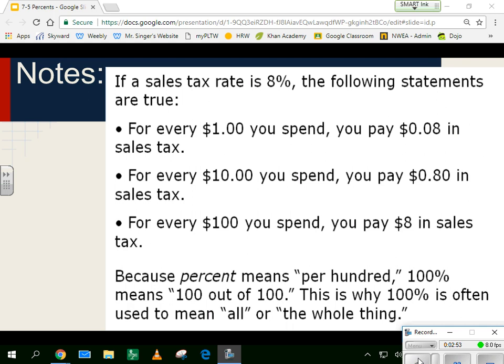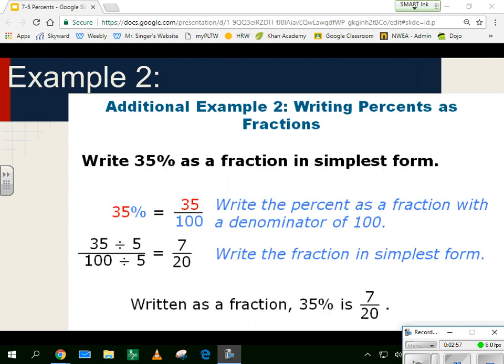All right, so we're going to skip the first example and we're going to move right to example 2. So the first thing we're going to look at here in example 2 is how to write percents as fractions. I kind of showed you how easy it is to do with a decimal. Percent's really not much different.